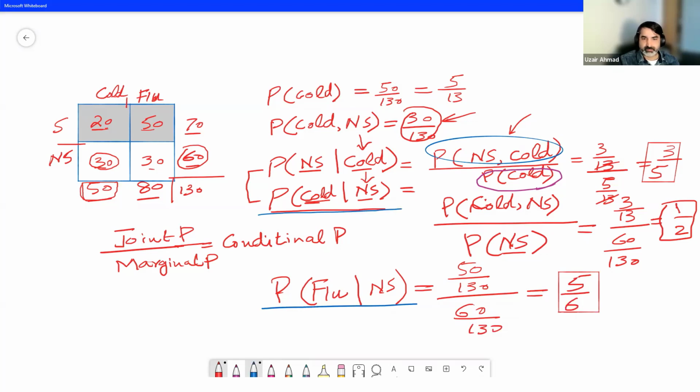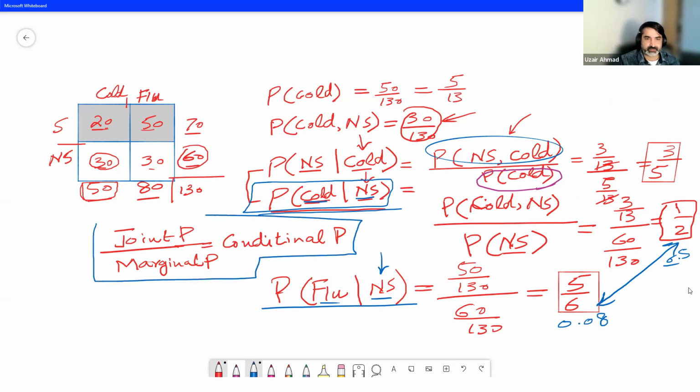Same symptom. A person is not sneezing. What's the probability that the person has flu? Person is not sneezing. What's the probability he has cold? This is 0.5, and this is... Let's establish this equation makes sense.